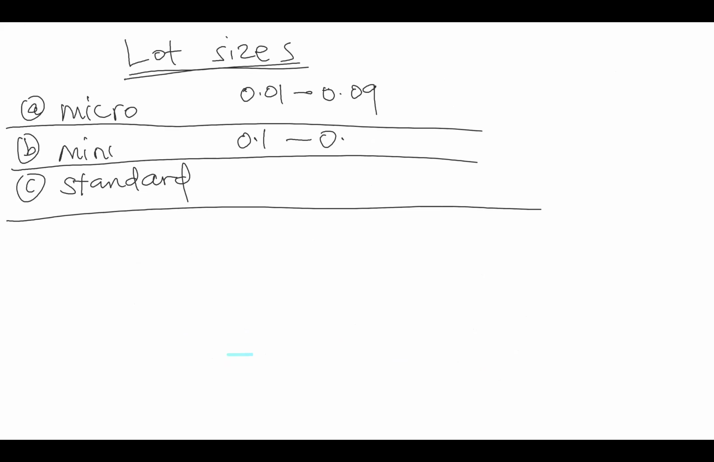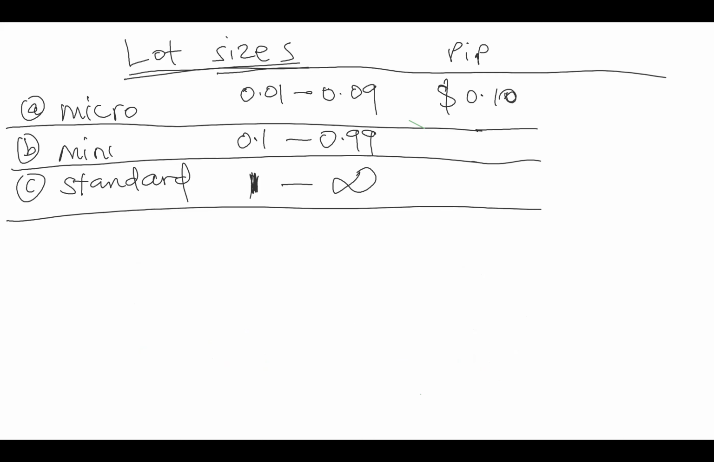For the mini lot size, if you're using 0.1 all the way down to 0.99, you're going to be making $1 per pip. Now, I think I know why people like using mini lot size, even if they have small accounts: they just want to make money. They're in a hurry to make money. And you need to understand that the bigger the lot size, the bigger the money. And if you hit stop loss, the bigger the loss. So you need to pay attention. You need to be very, very careful.